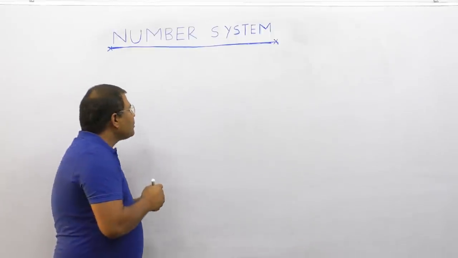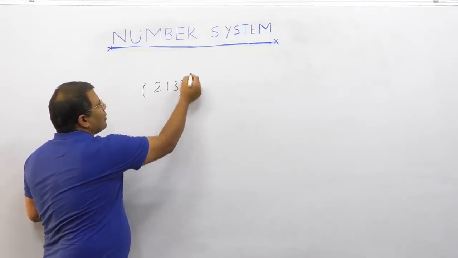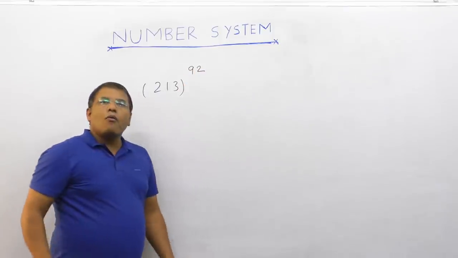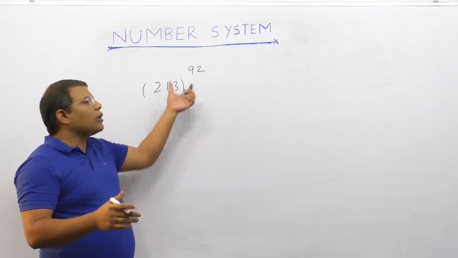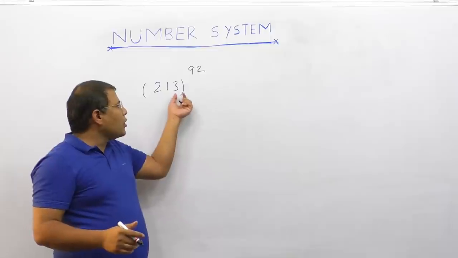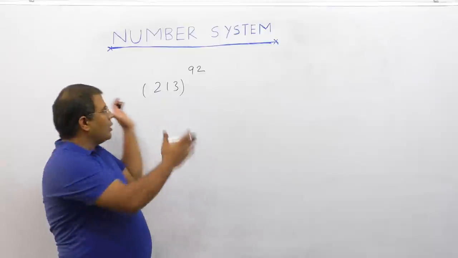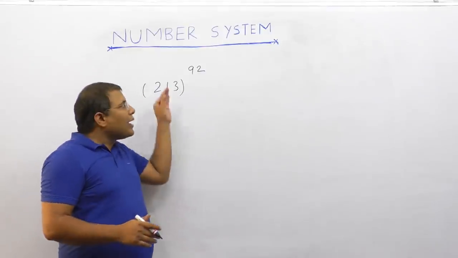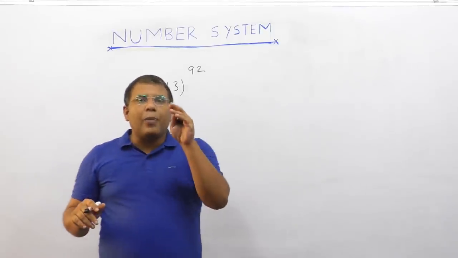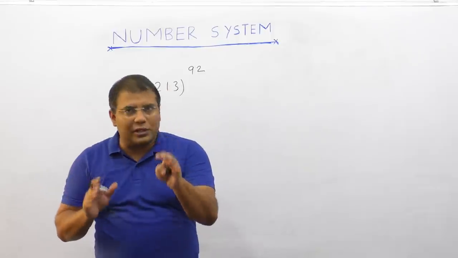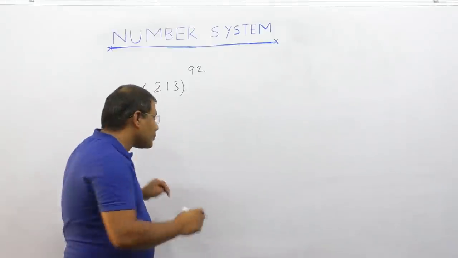The question being asked is: 213 to the power 92, what will be the unit place digit when this number is expanded? To find this out, you need to understand the power cyclicity concept. So let us move to the power cyclicity concept.